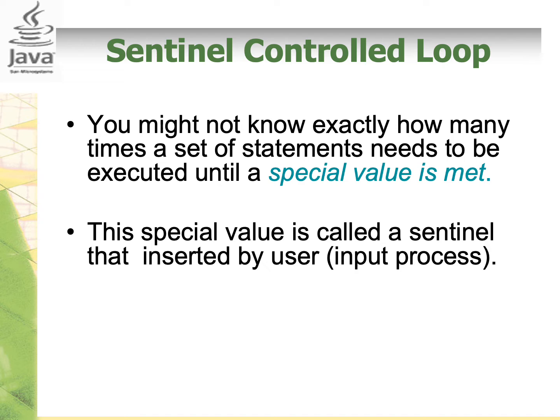Sentinel control loop is the use of a special value that is input by the user when we do not know how many times a set of statements need to be executed. It all depends on the user how many times they want the statements to be repeated. Sentinel value means the value is not part of the input to be processed.